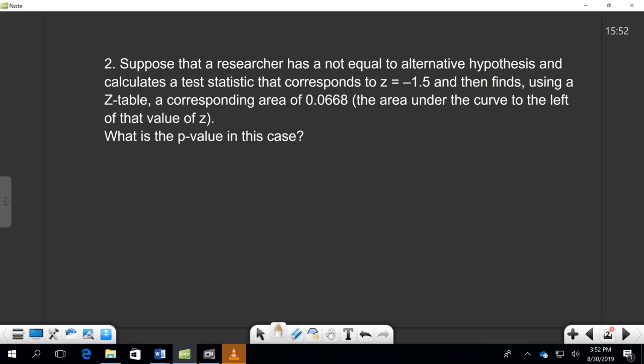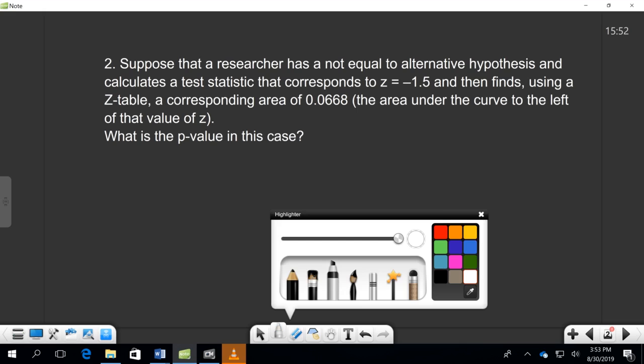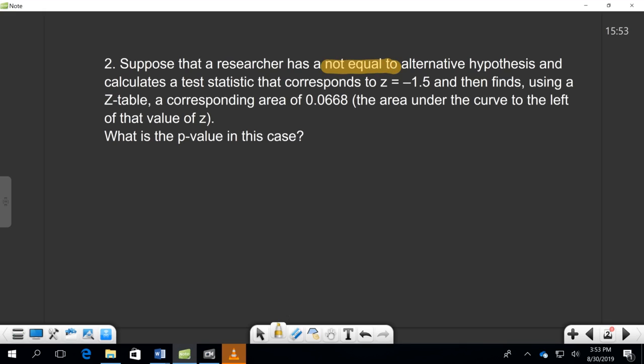Suppose that a researcher has a not equal to alternative hypothesis and calculates a test statistic that corresponds to z equals negative 1.5 and then finds, using a z-table, a corresponding area of 0.0668, the area under the curve to the left of that value of z. What is the p-value in this case? My keywords are going to be not equal to alternative hypothesis.